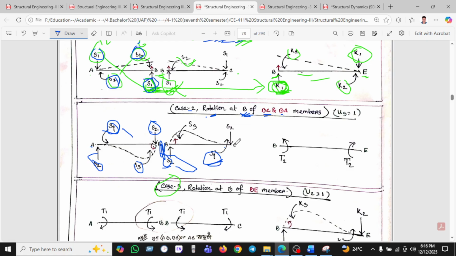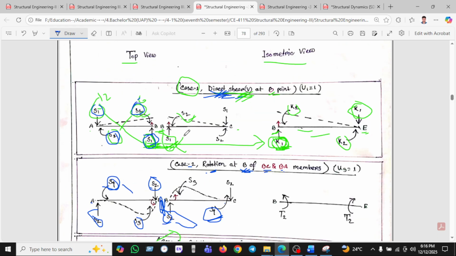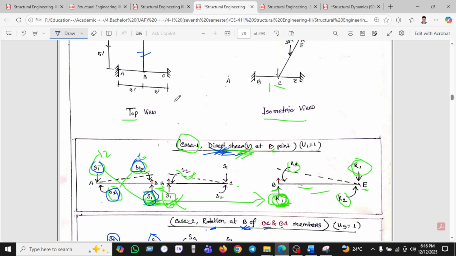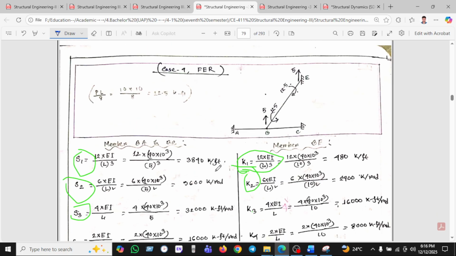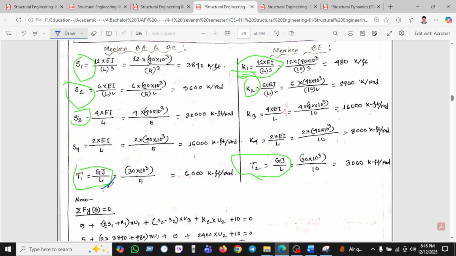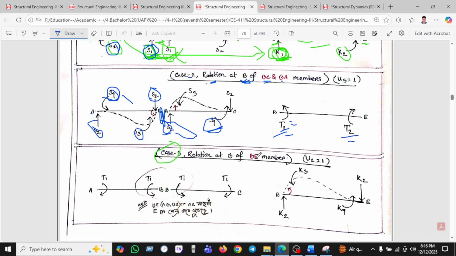Okay, now we can see the BE member. So this is the BE member. What will happen? The BE member will be opposite of the torsion. So you have seen the torsion T1 and T2. What is the value of T1, T2? T1, T2 will be JG by L. So you can see here JG by L is the value of T1, T2. JG value is given and L is the length.